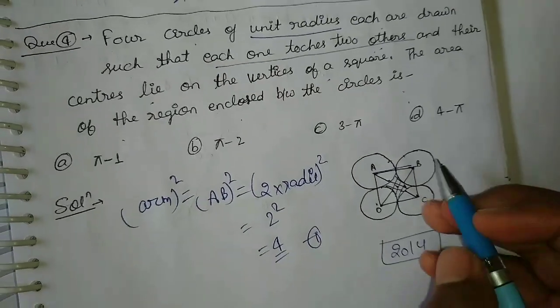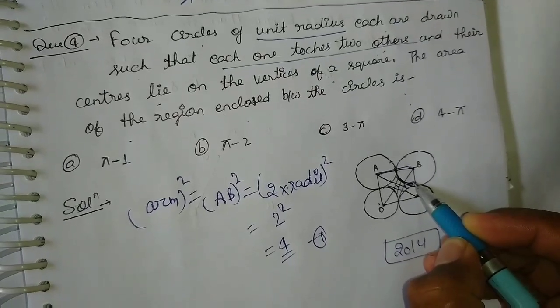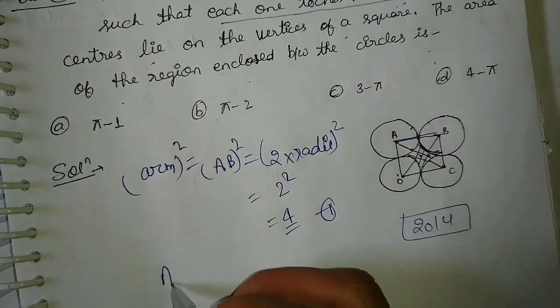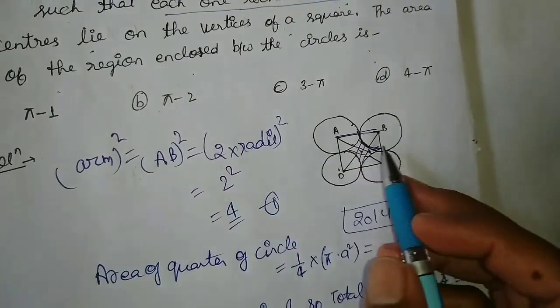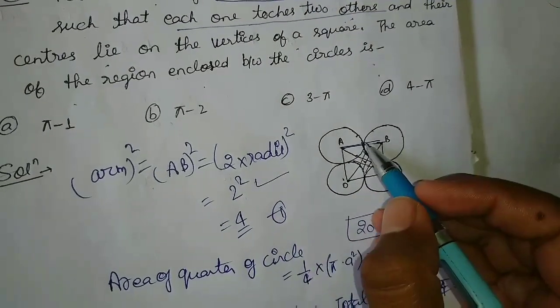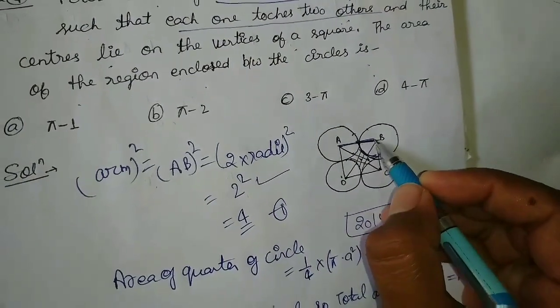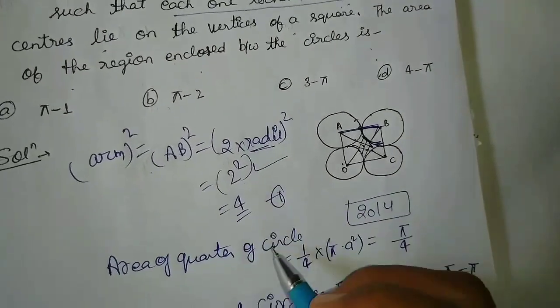Now you have to find the area of this quarter of the circle. You have calculated the area of the square basically by arm square. So arm is nothing but 2 into radius, because the radius is unity, so it will be 1. 2 into 1 square means 4. So this is equation 1.